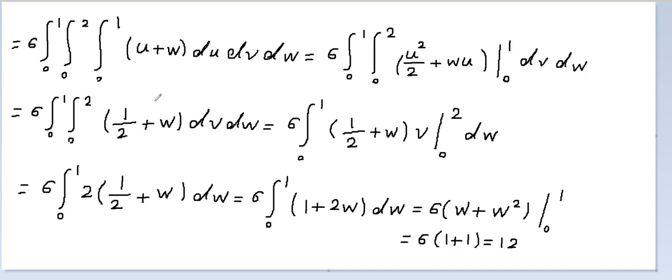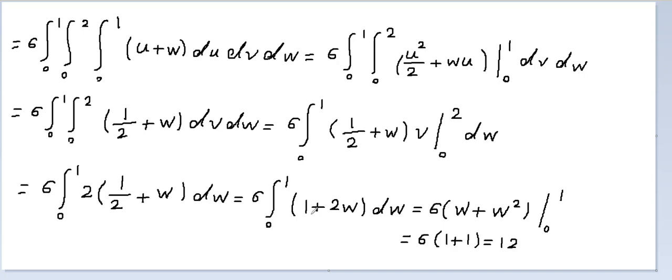The next integral is with respect to v, but this one is constant, right? So the integral of dv is v from 0 to 2. When v is 2, this equals 2 times 1/2 plus w, and when v is 0, this is 0. So left only this: 6 times the integral from 0 to 1 of dw, and this equals 6 times the integral from 0 to 1 of 1 plus 2w. Now the integral with respect to w, we have the 6.